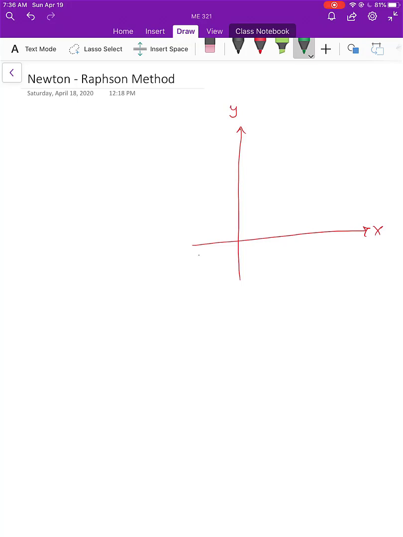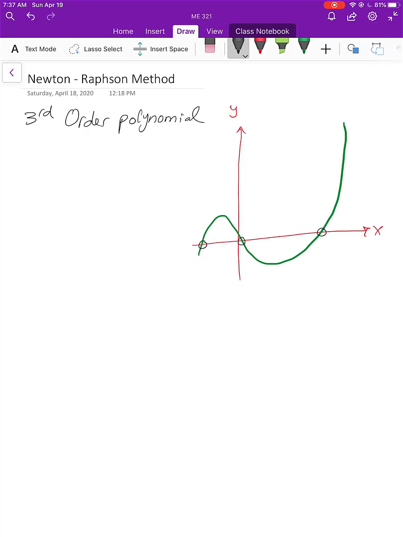So if we have a random function, something that looks like this, and we ask it to find the roots for it. This function is something that we call the third order polynomial. It's because it intersects the x-axis 3 times. This is where the y values are equal to 0. And now we need to find those 3 roots. One of the ways that we can find these roots is the Newton-Raphson method.